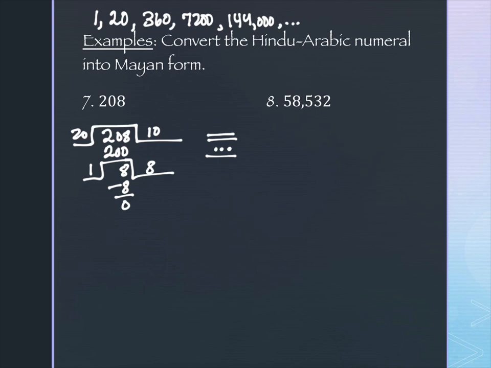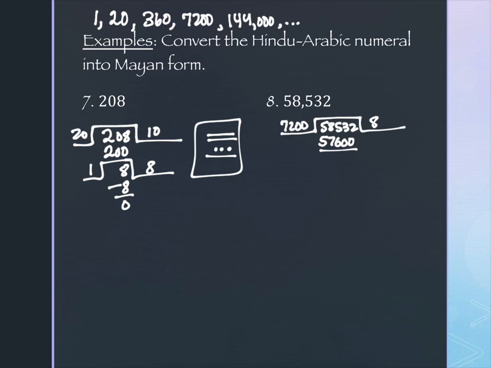Our last one is 58,532. And again, the biggest value we need to look at is actually 7,200, and it will go into the 58,532. So if I take 58,532 and divide by 7,200, it goes in 8 times. 8 times 7,200 is 57,600. If I subtract that, I'm left with 932.